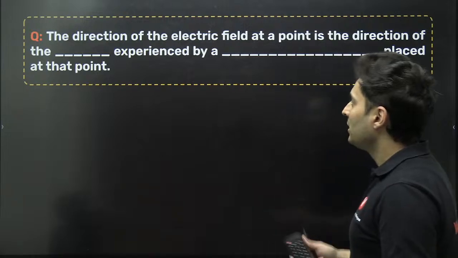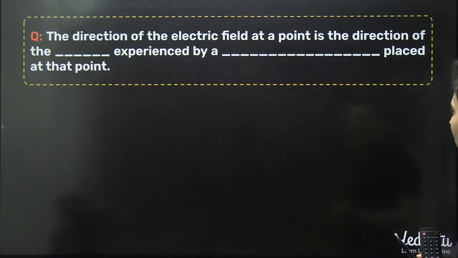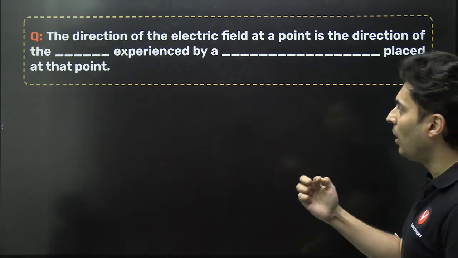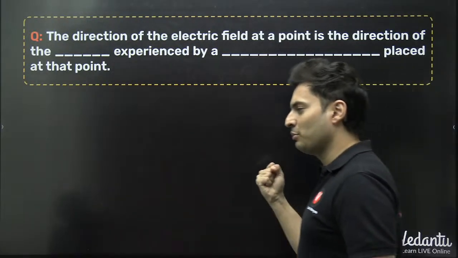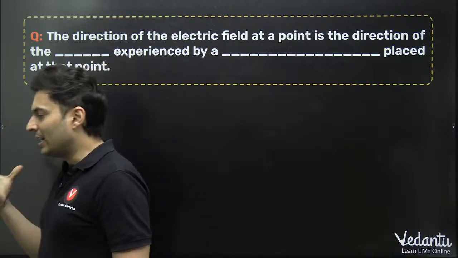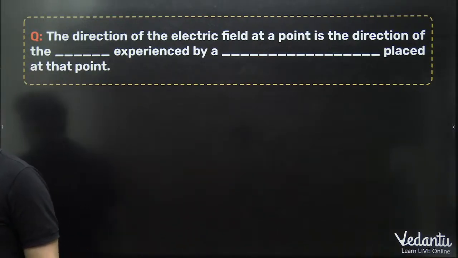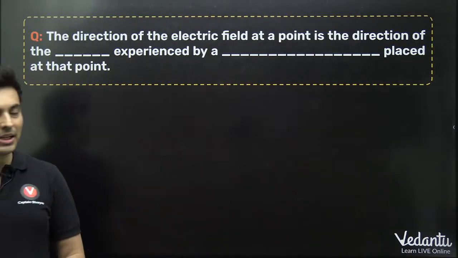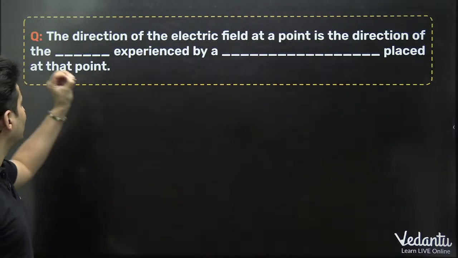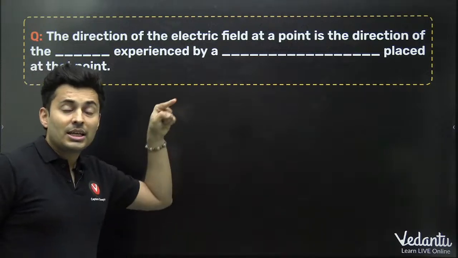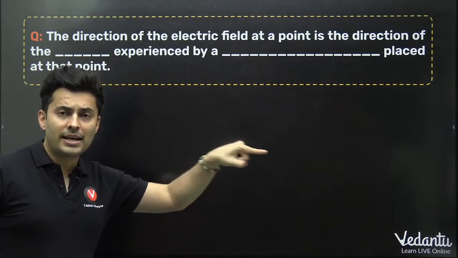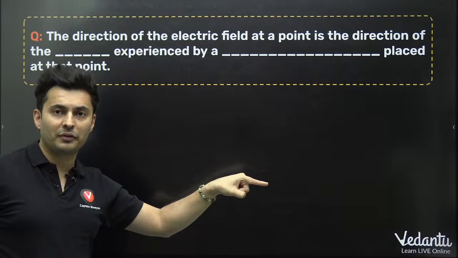Next one. The direction of the electric field at a point is the direction of the dash experienced by a dash placed at that point. Come on, think about it. What do you think should be the answer? The electric field is the force per unit charge, so the direction of the force is the direction of the field.